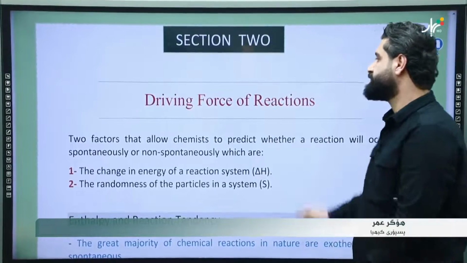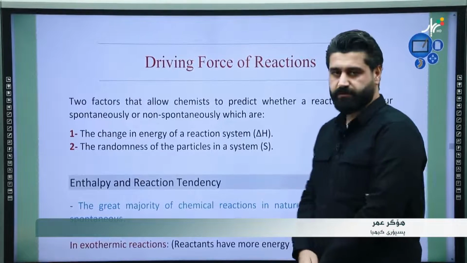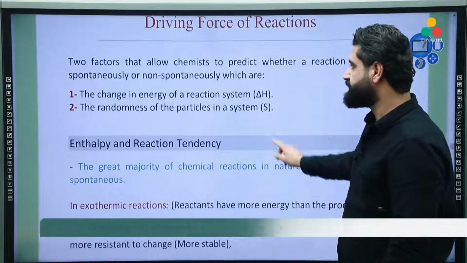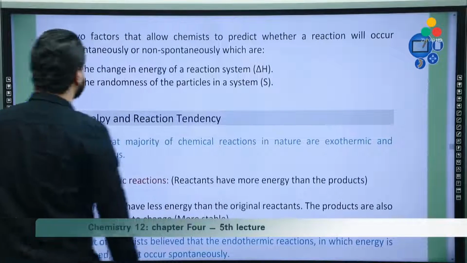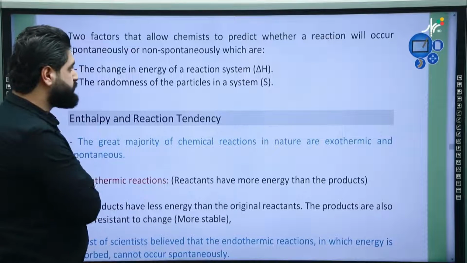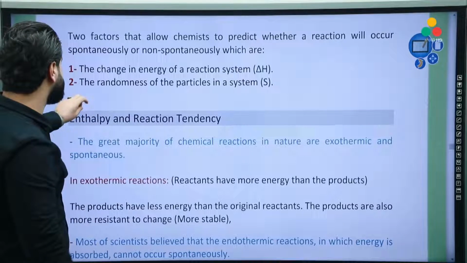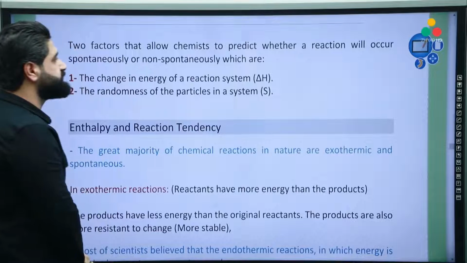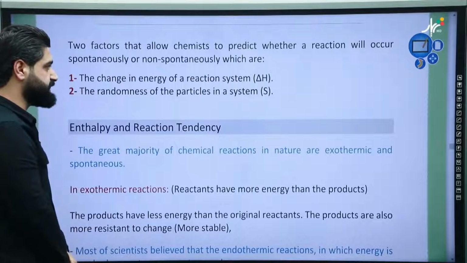Section 2 in chapter 4 is specialized to study the driving forces for the reaction. We're going to deal with the forces that are going to drive the reaction to occur or to prevent it from occurring. We have some factors that affect the reaction occurrence, and we're going to deal with each of them individually, inshallah. Two factors allow chemists to predict whether a reaction will occur spontaneously or non-spontaneously.